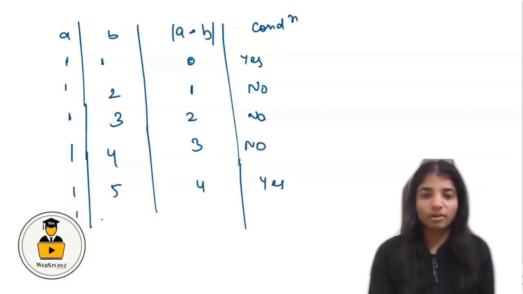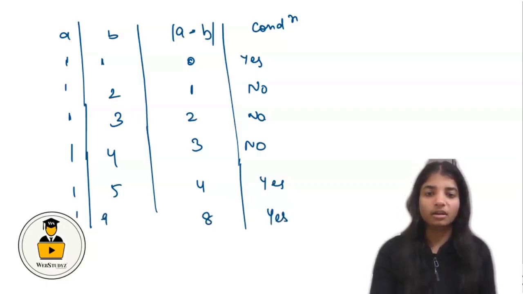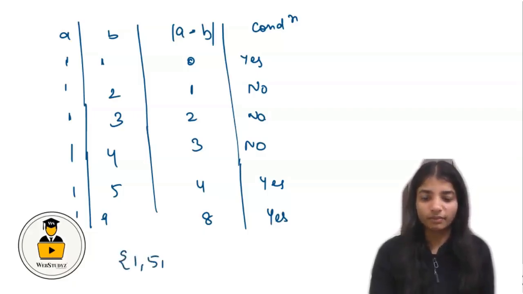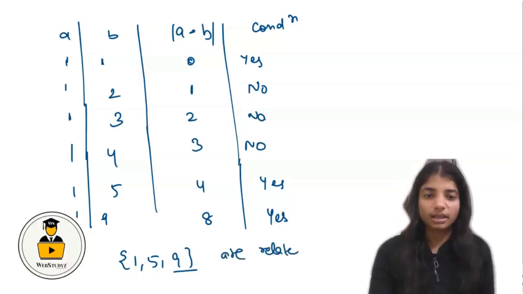Now if we consider 1 and 9, 1 minus 9 is minus 8 and it is a multiple, and the numbers in between are not multiples. So we can say that the elements 1, 5 and 9 are related. So this is the answer to part 1.